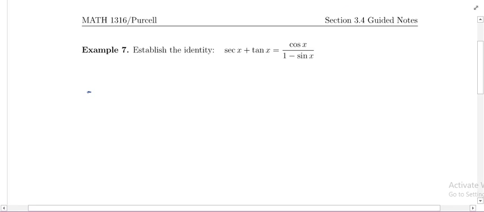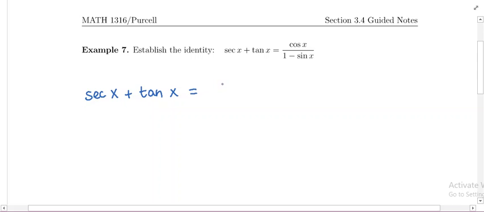So we've got the secant of x plus the tangent of x. I'm going to use basic trig identities plus algebraic manipulation, and try to turn this into the right side of the equation, which is the cosine of x over 1 minus the sine of x. I'm going to do this by converting everything to sines and cosines. We did that in example 6, and it worked great for us. We've done this before with other identities. It's a good tip to follow.